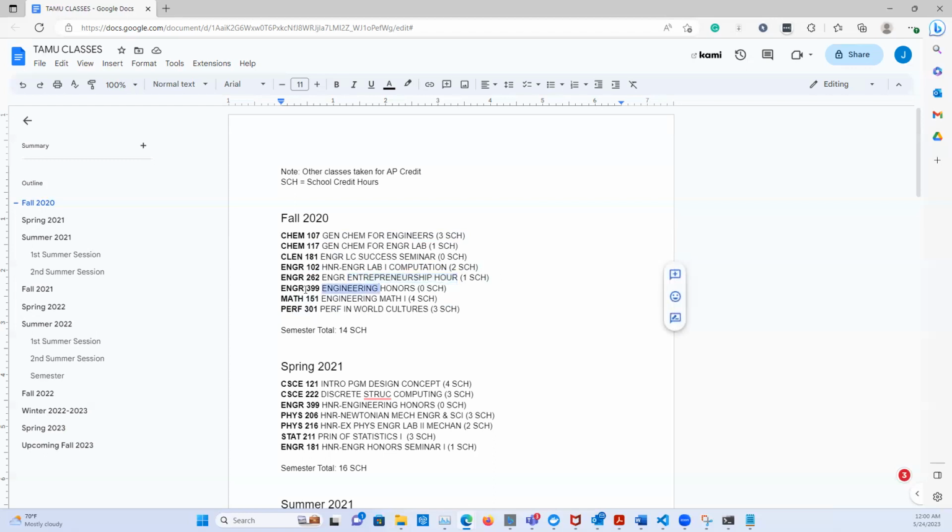Next is Engineering 399. This is the engineering honors dorm. If you lived in Mosher Hall, they put you in this class. This doesn't really do anything, so there's not much to say about it because it's not really a class.